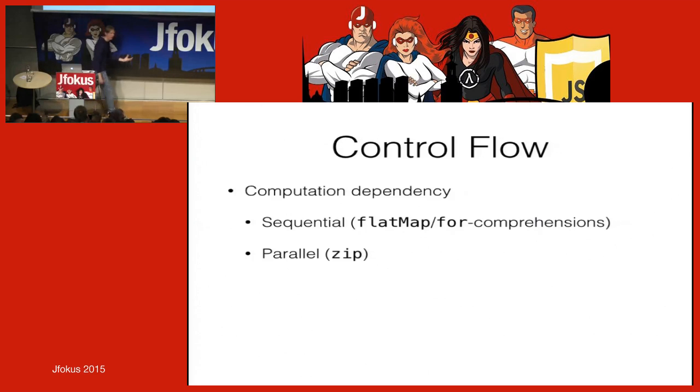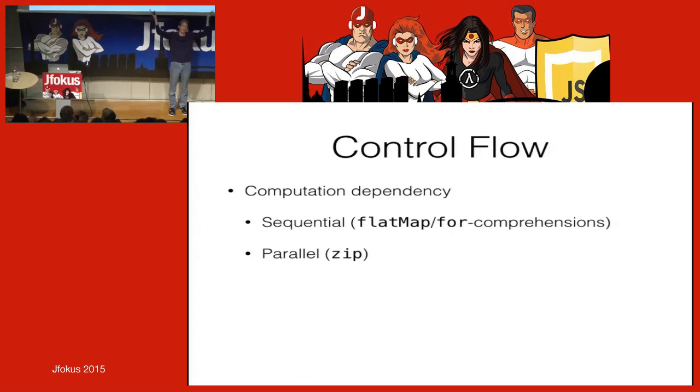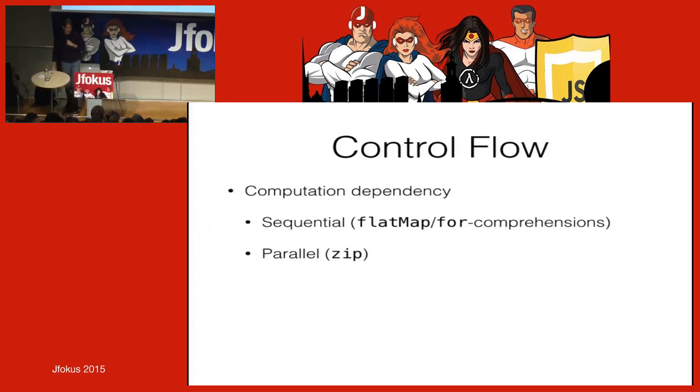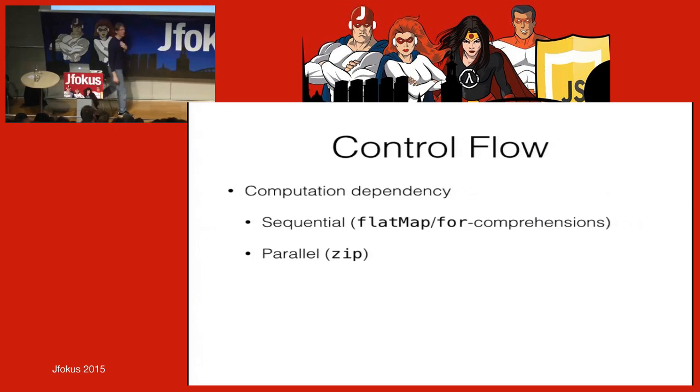So the zip function is the one that says, okay, I'm going to take two futures and just run them as fast as I can, and then as soon as they're both finished, I'm not going to wait on either one, but as soon as they're both finished, I'm going to have the results. This is what the zip function does.